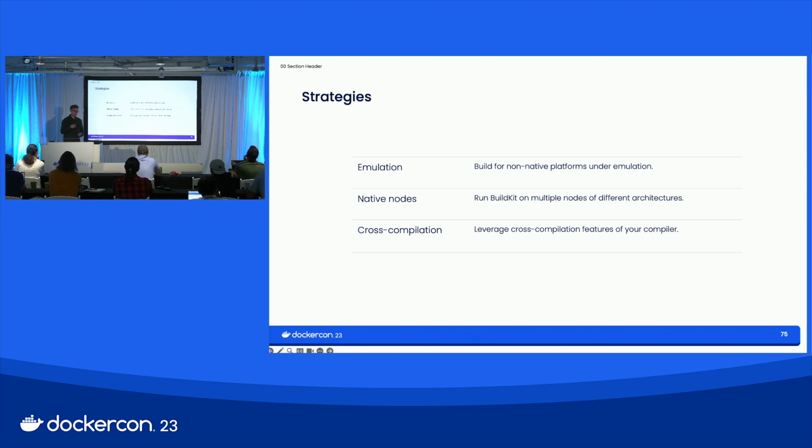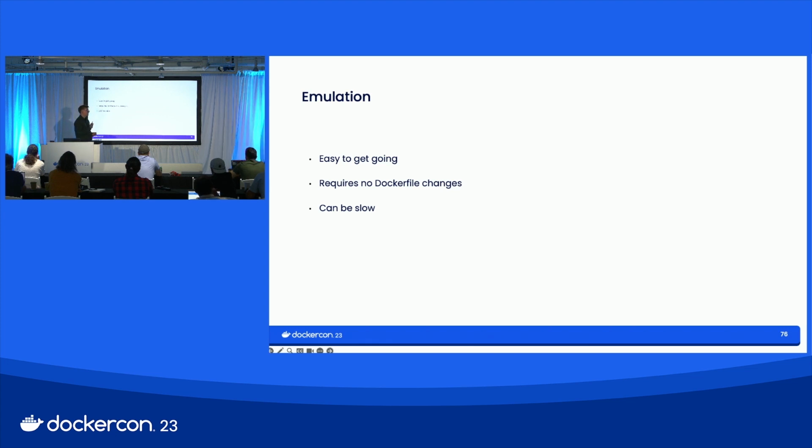So we'll take a look at emulation and cross-compilation and some of the differences here. With emulation, that's the easiest way to get going with building multi-platform images. You don't even have to change anything about your Dockerfile. The downside is that this can be really slow. It can be 10x slower than running a normal build, and it depends on how CPU intensive your work is. But yeah, sometimes that's not a problem. Like if your build is really quick and it's just a matter of a small difference, emulation can be a perfectly fine choice. It's up to you to decide.